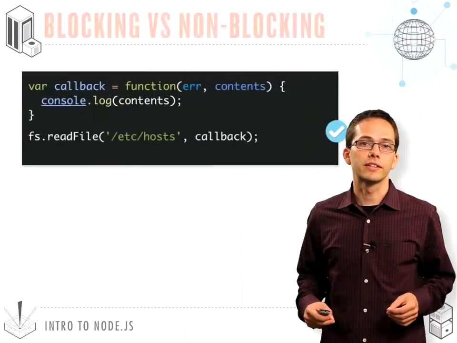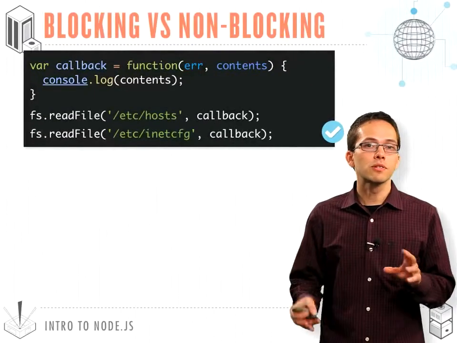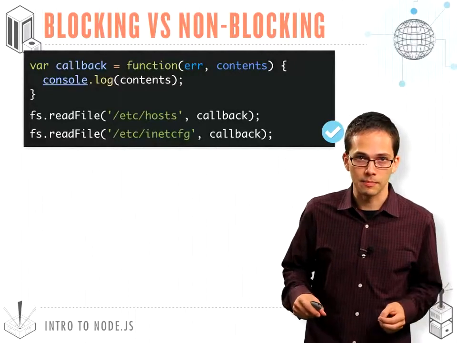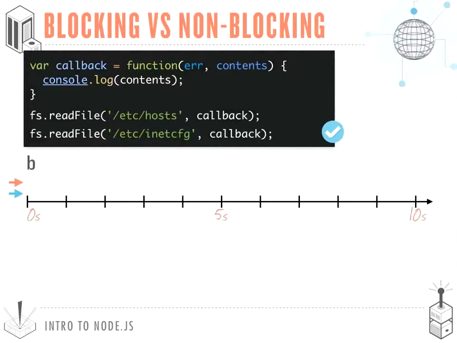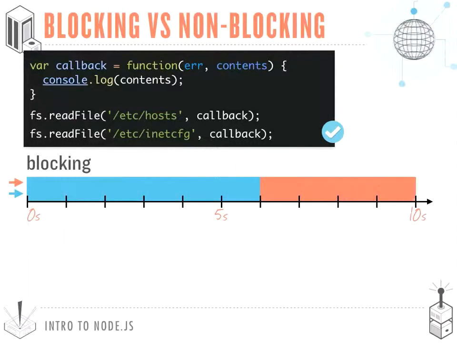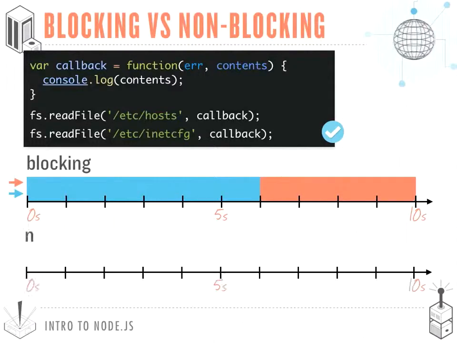Let's take a closer look at this code, and let's see what happens when we're reading two files at the same time. First of all, if we had to do this in a blocking way, and we look at the timeline, it would read one file and then the next file. However, since our code is non-blocking, if we read two files at the same time, they're going to read in parallel and happen much quicker.